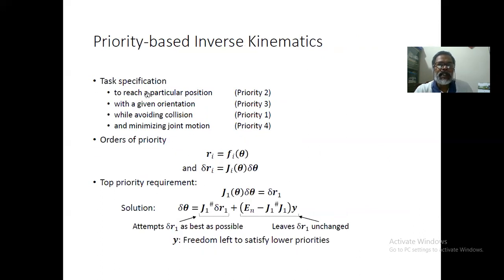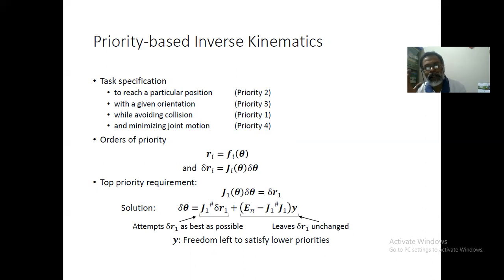Say the task specification has something like this: to reach a particular position with a given orientation, while avoiding collision and minimizing joint motion. Now, all this, suppose we bring it from the position domain to the velocity domain, that is, to reach a particular position with a given orientation, etc.